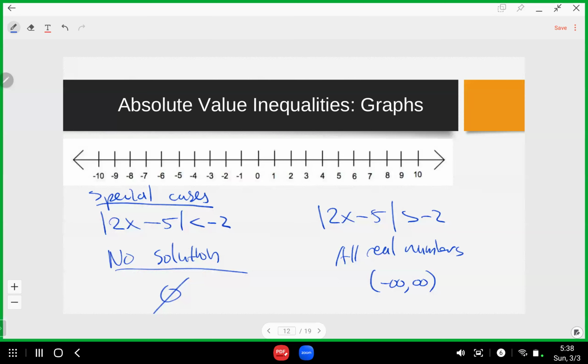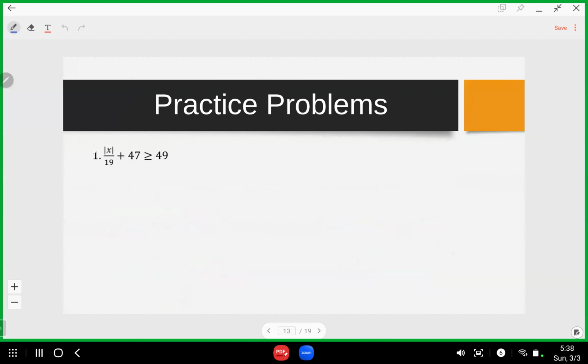So remember these special cases in case you ever come across these. Don't waste your time trying to solve them. You can immediately tell, right? No solution or all real numbers, so make sure you note these down. Okay, that's very good. So now let's go on to the actual practice problems.